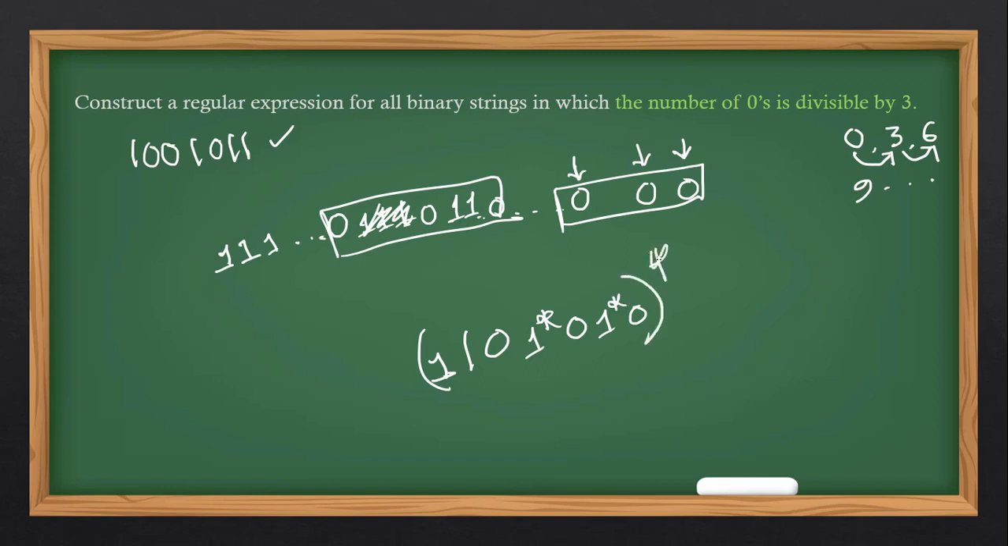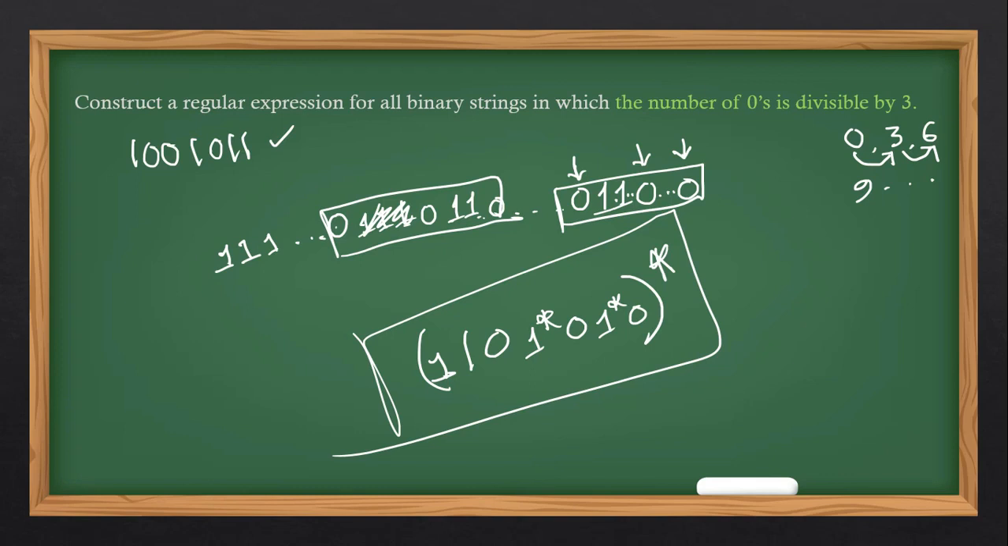And if we take a closure on top of this, we have our answer. We can take ones as many times as we want. Whenever we take a 0, 2 more zeros must appear, and in the middle of those zeros there can be any number of ones. So that is your answer.